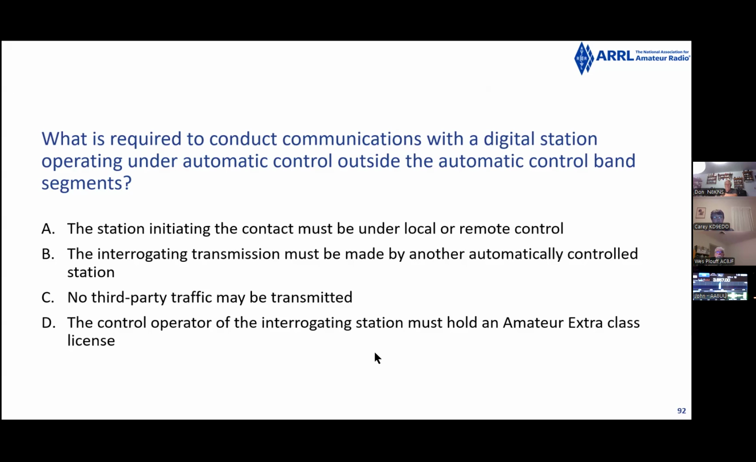Any guesses? Either A or B. I said A. Yeah, it's A actually. And this is a little bit of a trick question, because the automatic station has to be within one of those narrow band segments where they're allowed. But you might be on a different frequency and it can hear you. That's the only way this question works. But yeah, automatic to automatic you can't do. The station that talks to an automatic station, the other guy has to be under positive human control, one way or another.